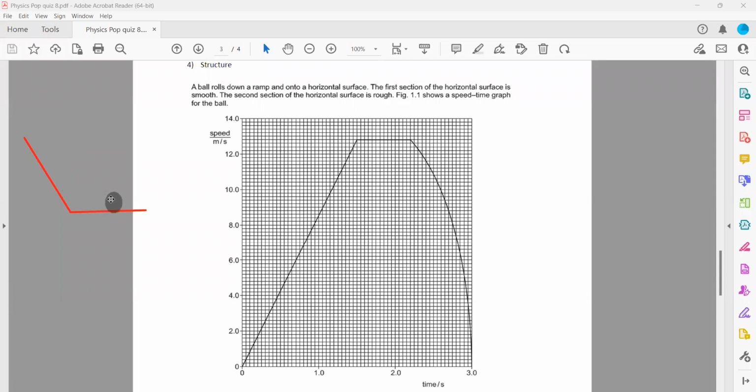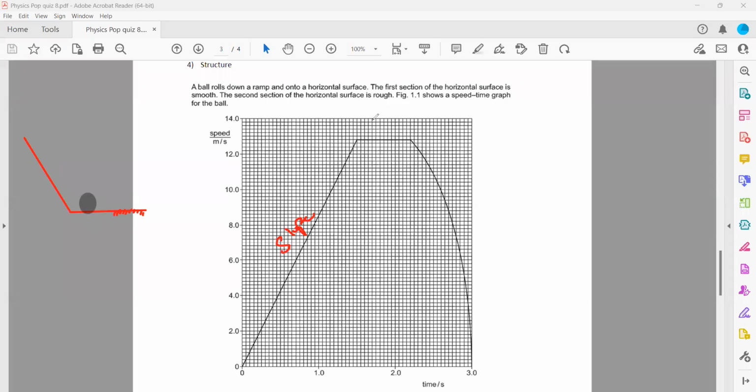When it moves on the horizontal surface, it does not change its speed. And the second section of the horizontal surface is rough. So even the horizontal section is divided into two parts. One is a smooth part, another one is a rough part. When it moves on the rough surface, it slows down. So it will accelerate when it is coming down, then it will move at a constant speed, and then it slows down. So this shows that it was moving on the slope.